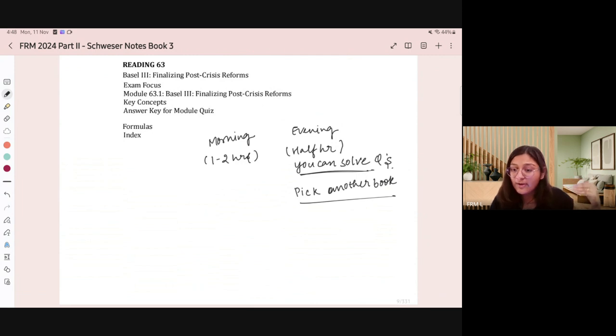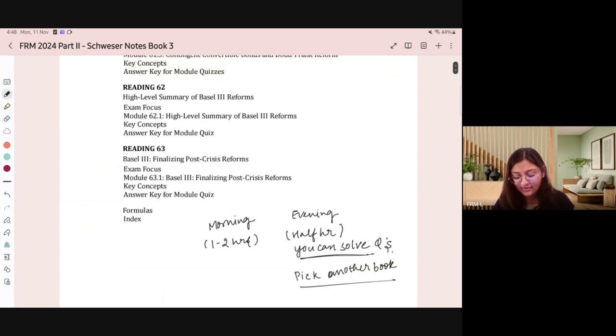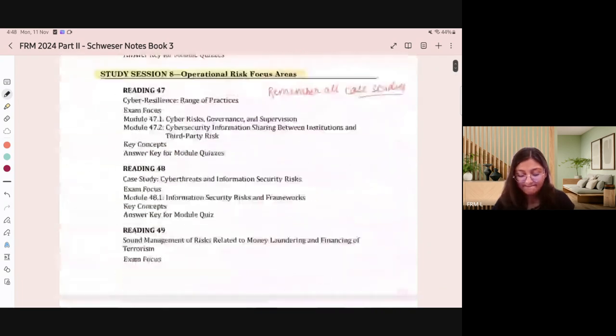But make sure that when you are doing this book, you are having complete focus on the book only. You are not having focus somewhere else. You need to make sure that when you are reading, you are happy and completely focused on your studies, because for operational risk, this is very important. You can't divert your mind. It is completely theoretical.